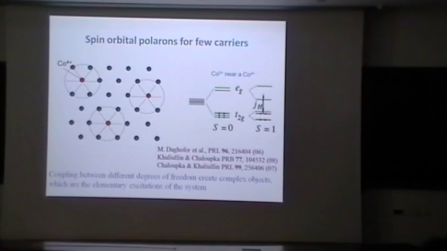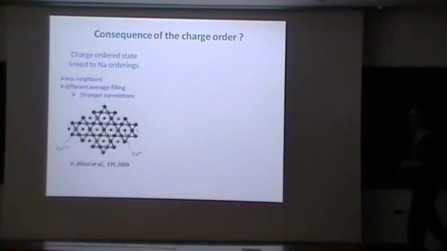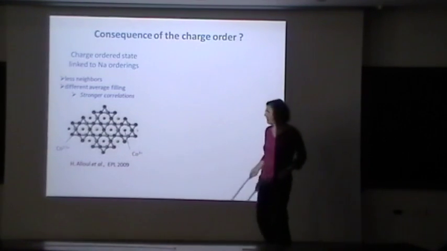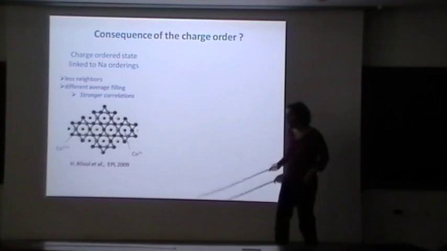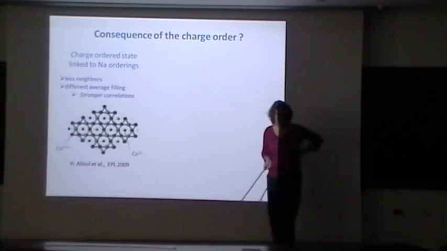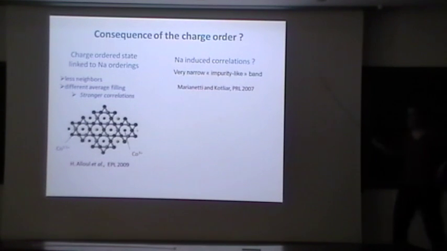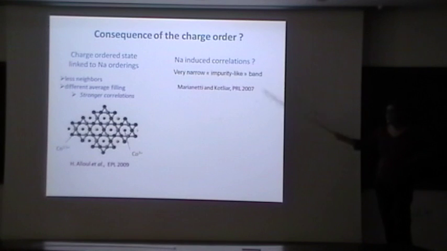Okay, so now if we try to look at the problem a different way, by starting from this charge order states that we have. As I said, it seems that this charge order is correlated in this case to the position of the sodium, and it was actually proposed quite early by the group of Gautier that sodium could indeed induce correlations in this limit, because the sodium could bond with one electron, and for a very narrow impurity-like band the correlations could be very important.